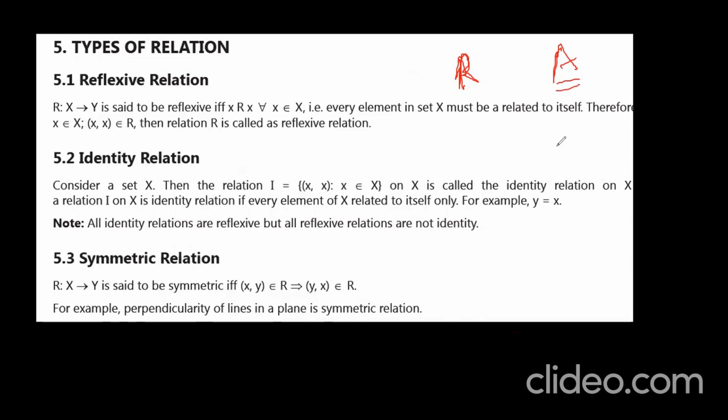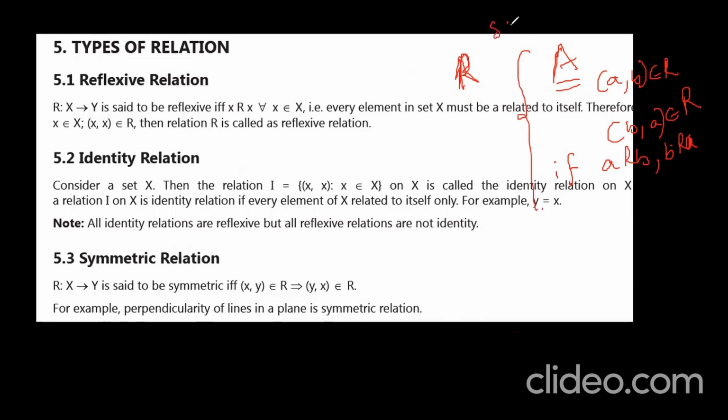It is said to be symmetric if I am taking one ordered pair (A, B) which belongs to R, then (B, A) also belongs to R. If A is related to B, then B is related to A. Understand? Then you can say that relation is symmetric. What is symmetric? (A, B) belongs to R, (B, A) belongs to R.